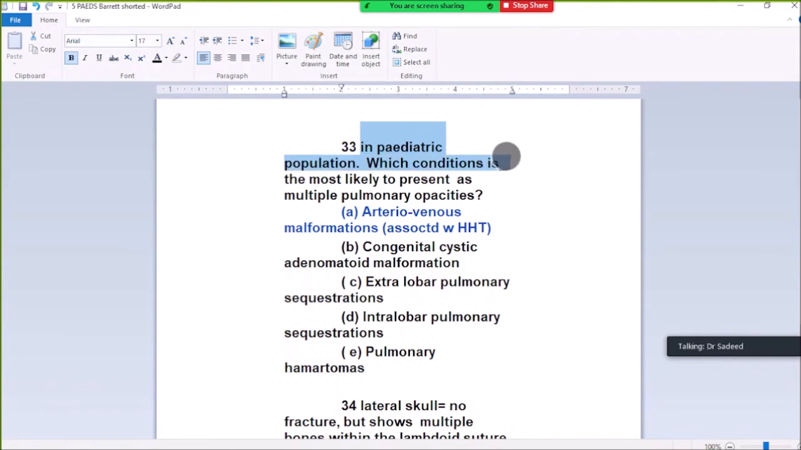33. In the pediatric population, which condition is most likely to present as multiple pulmonary opacities? Arteriovenous malformation may show multiple pulmonary opacities. It is also associated with hereditary hemorrhagic telangiectasia. Multiple pulmonary opacities are seen in arteriovenous malformation.